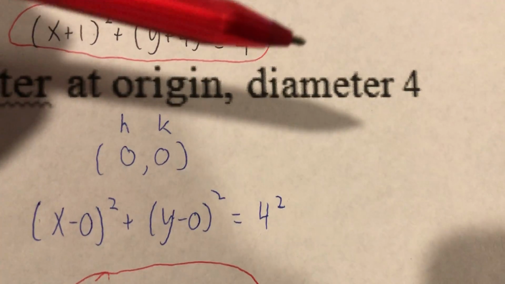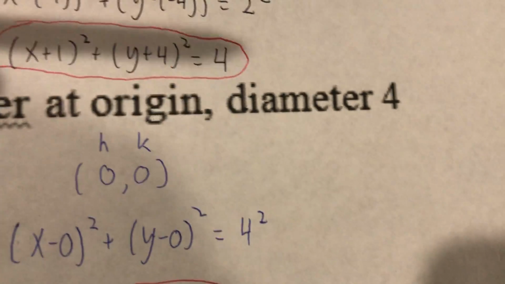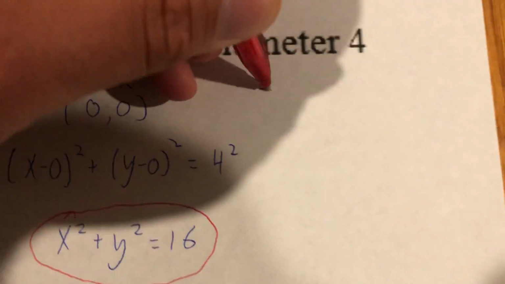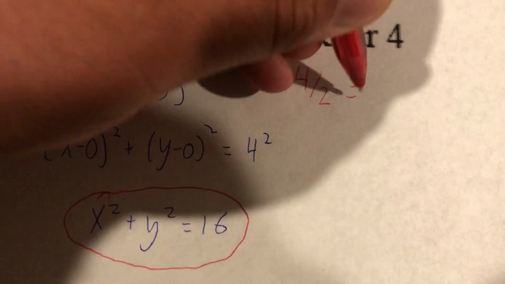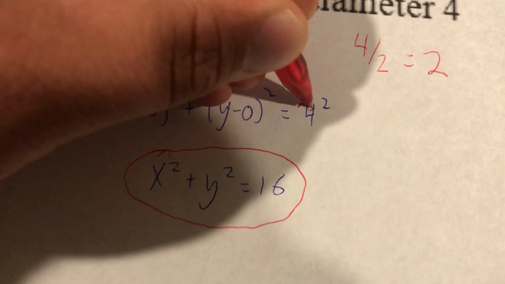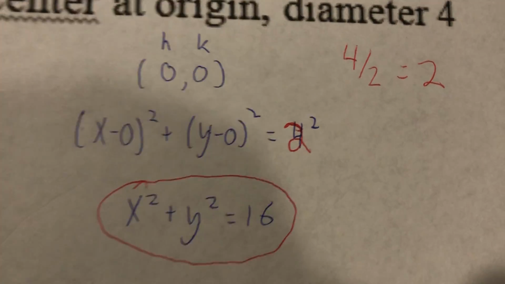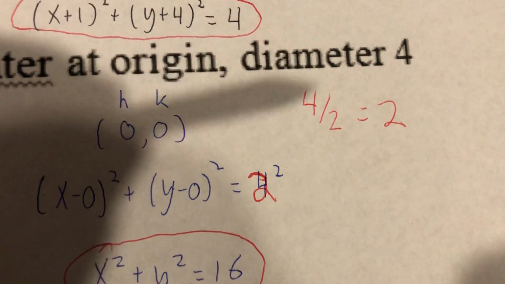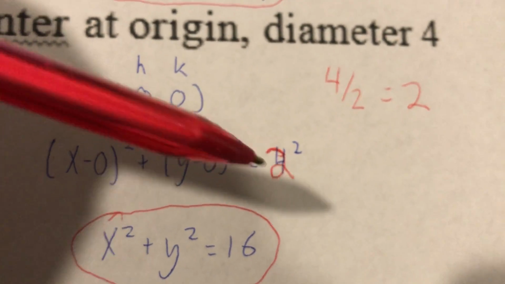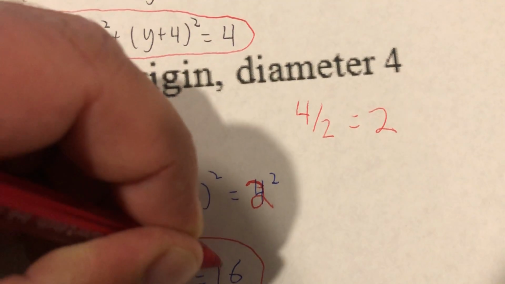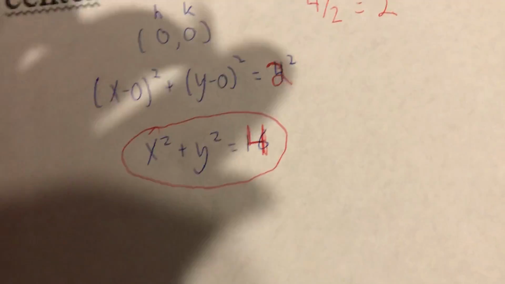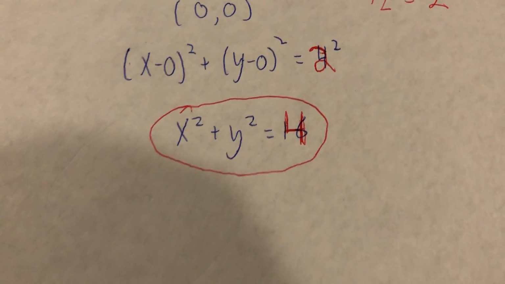Anyways, the diameter is 4, so I just caught myself with a little mistake. So if the diameter is 4, we want to do 4 divided by 2 to figure out that the radius is 2. So I'm going to go ahead and change my work real quick. So we got 2 squared there instead of the 4 squared I originally had. Just caught that mistake. So the radius squared, 2 squared, is actually going to give us 4 for that answer. So we end up with a final answer there of x squared plus y squared equals 4.